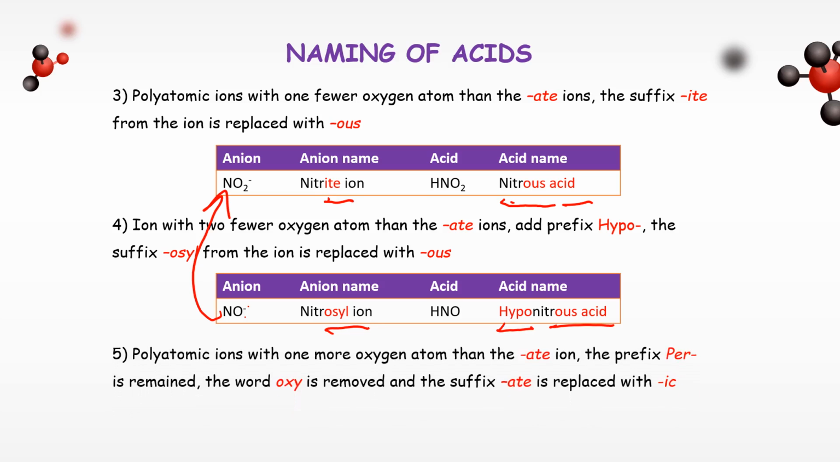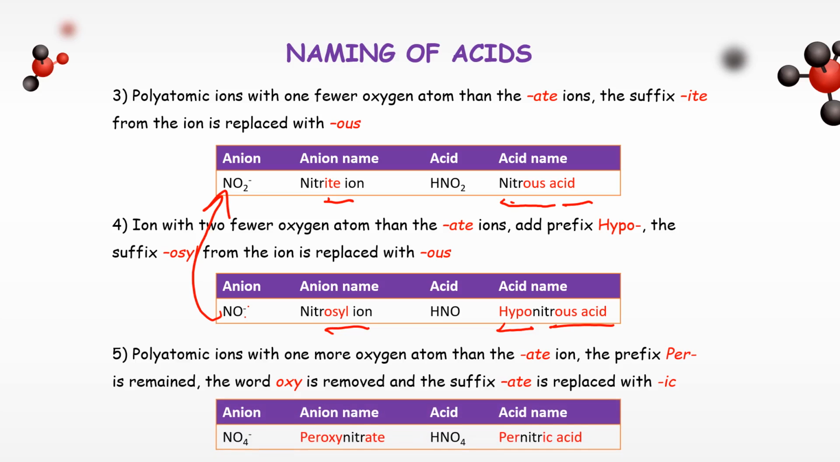And the last one is polyatomic ions with one more oxygen atom than the "ate" ion. So the prefix per remains, but the word oxy is removed, and the suffix "ate" is replaced with "ic". Example here we have NO4 minus, with an extra 1 oxygen atom, so that is why we put extra oxy here, peroxynitrate. The acid symbol is HNO4, and the acid name will be pernitric acid.